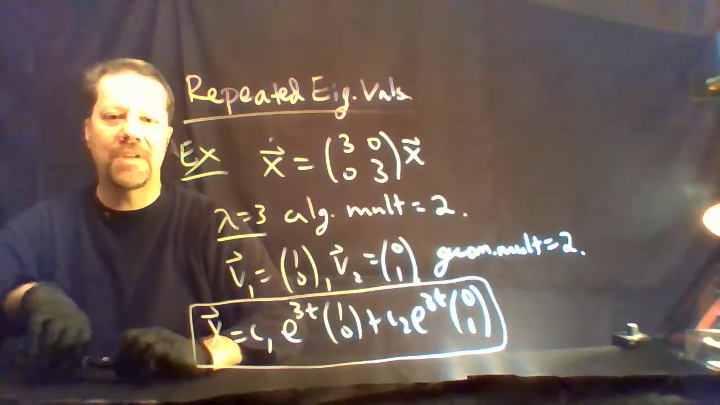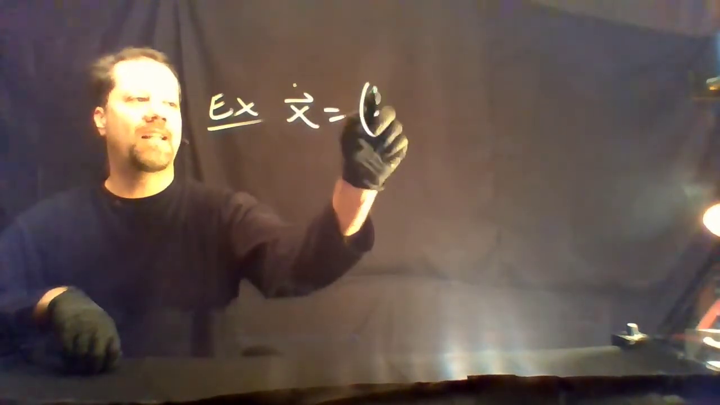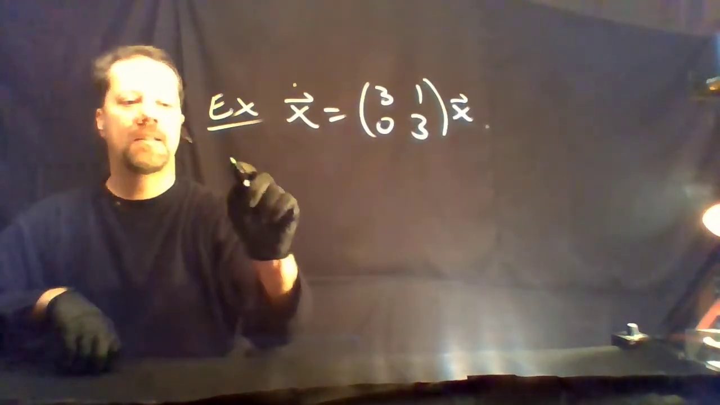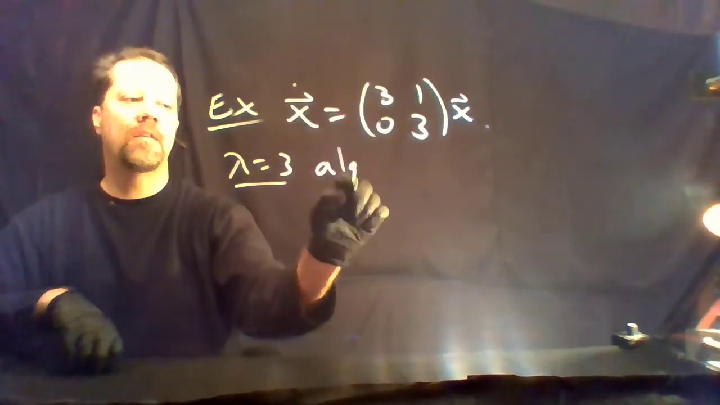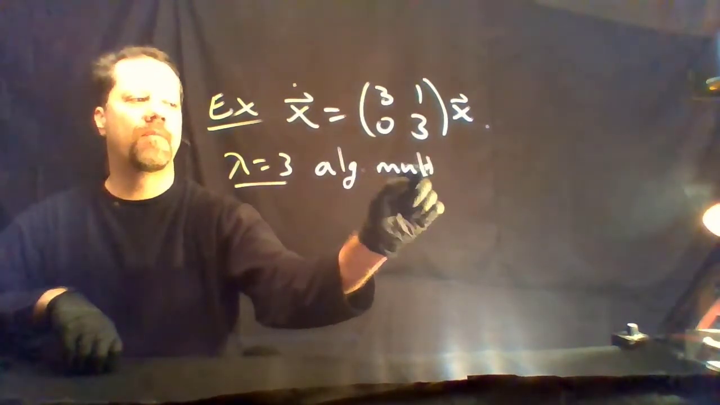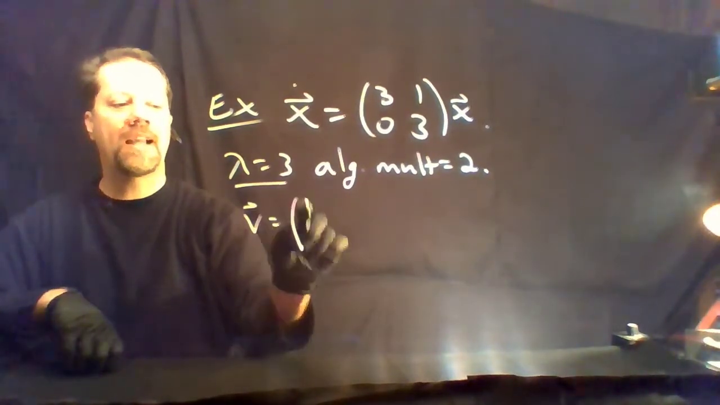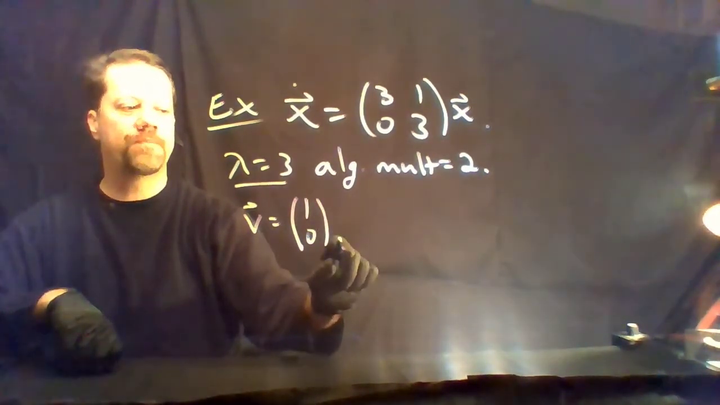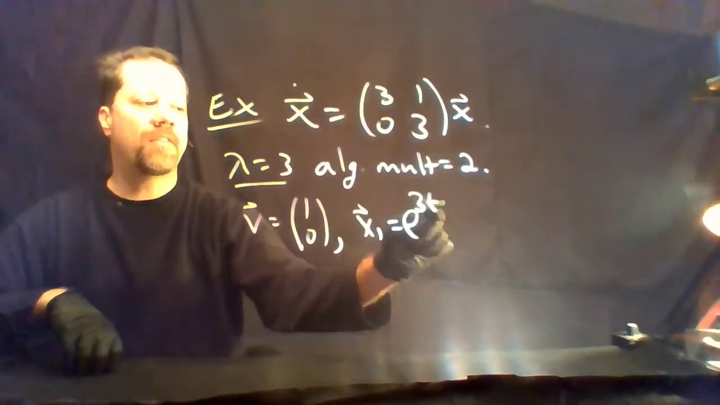So let me give you an example of that. Suppose we look at x dot equals the matrix (3, 1; 0, 3) times x. As we already know, lambda is 3 with algebraic multiplicity equal to 2. But there only ends up being one eigenvector direction, scalar multiples of (1, 0). So you end up with one solution, e to the 3t times (1, 0).